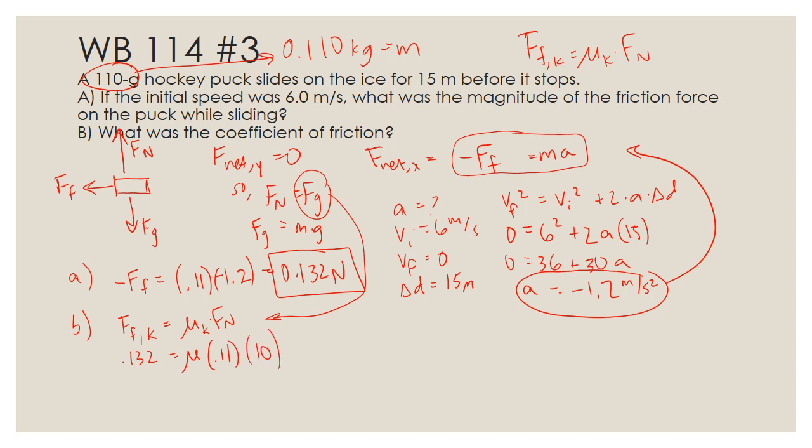And so in solving this one, you get a coefficient of friction of 0.12. That has no units because it's a ratio of newtons to newtons. So that would be that problem. It was interesting we had to use the motion equation again.